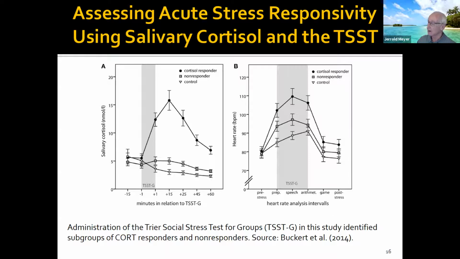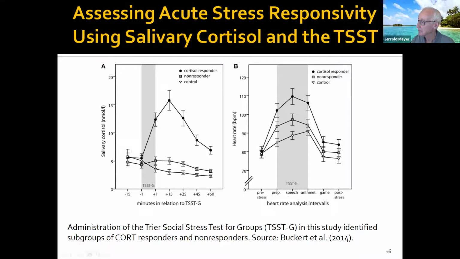So we've looked at CAR, we've looked at slope. What about stress responses? The obvious other way of using salivary cortisol. So we're coming back to our Trier Social Stress Test. And there's a version of the test that was designed for groups, so you can test more than one person at a time.